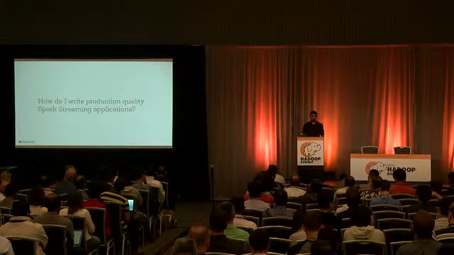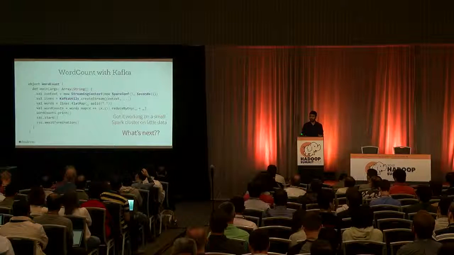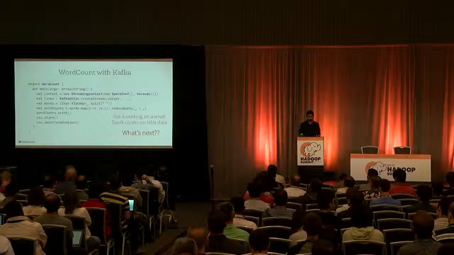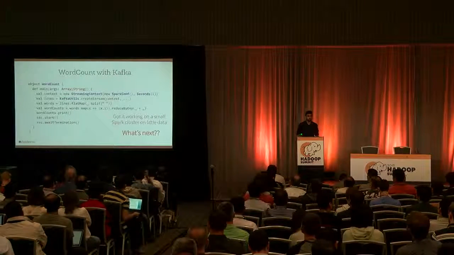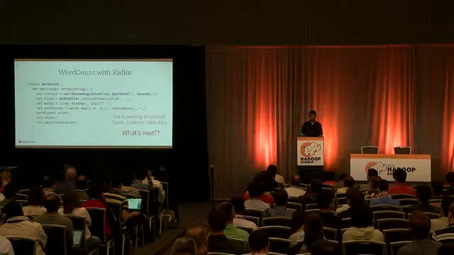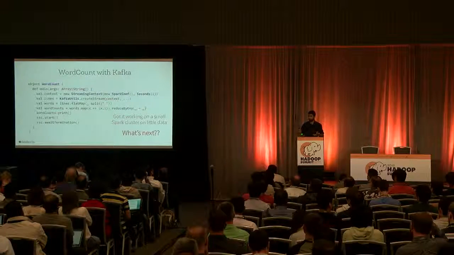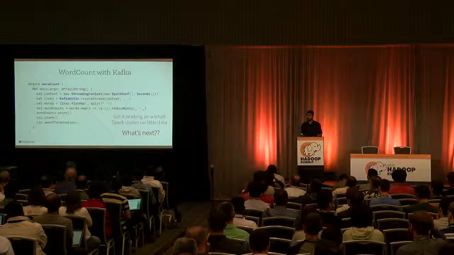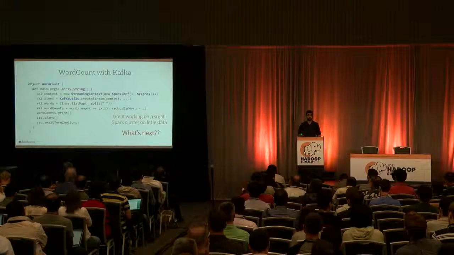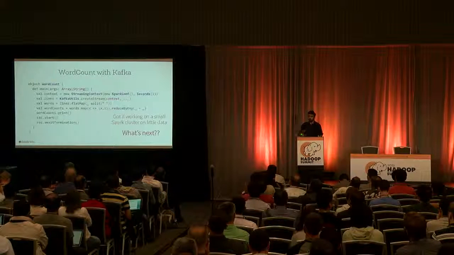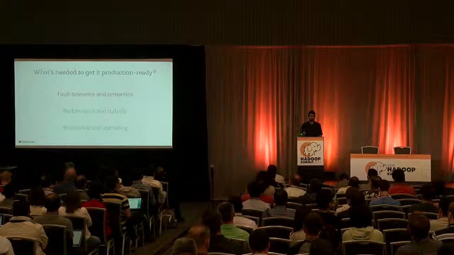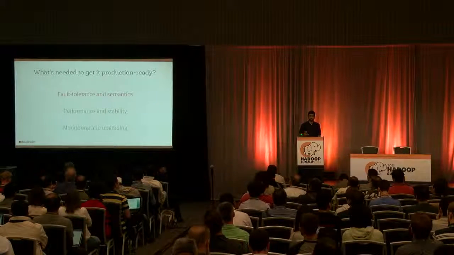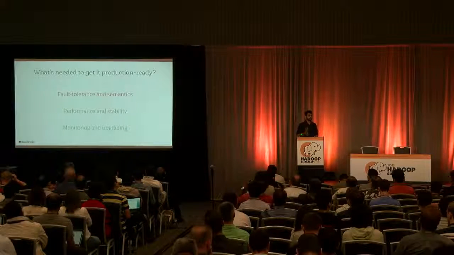So let's say you have already written the Kafka word count. It runs on your local laptop. Maybe you also run it on a small Spark cluster somewhere. This is the whole program, by the way. What next? How do you actually run it in production with large volumes of data and make sure it is fault tolerant? So there are three things you need to consider while you're productionalizing it.